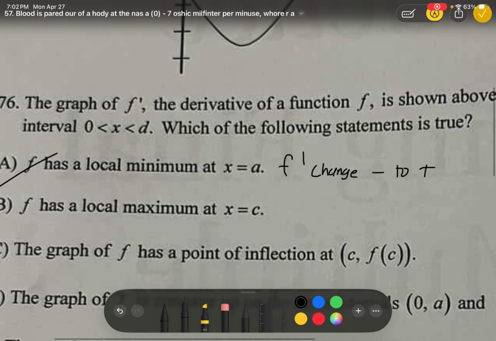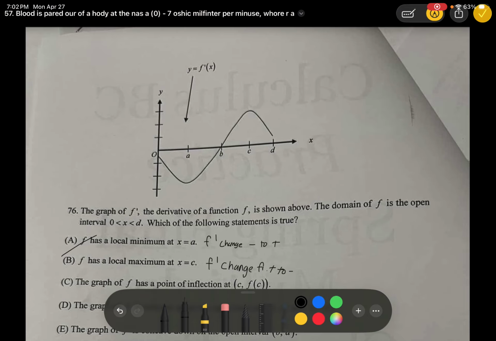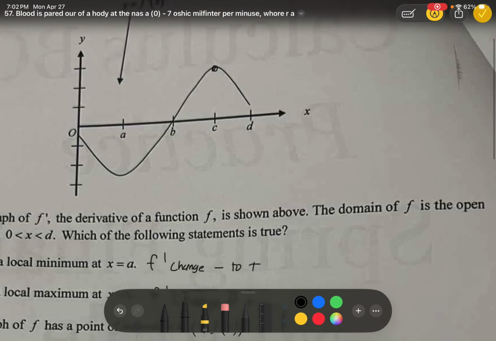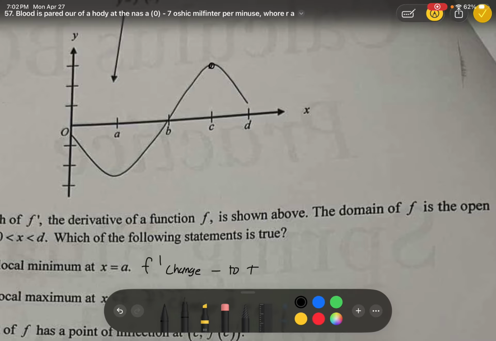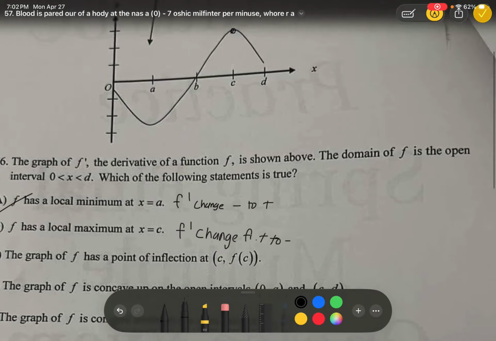f has a local maximum at x equals c, so f prime changes from positive to negative. At c, no, because we're still above the x-axis here. If c were a maximum, it would go from the interval below the x-axis to the interval above the x-axis to the interval below the x-axis.